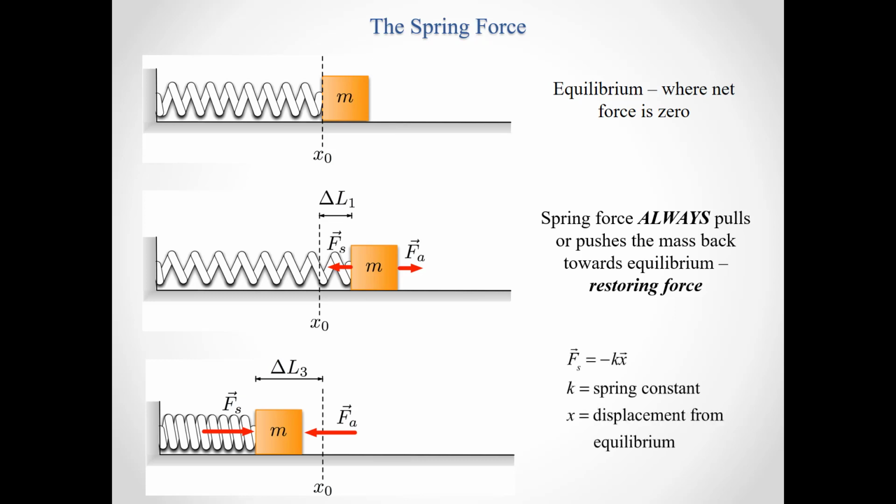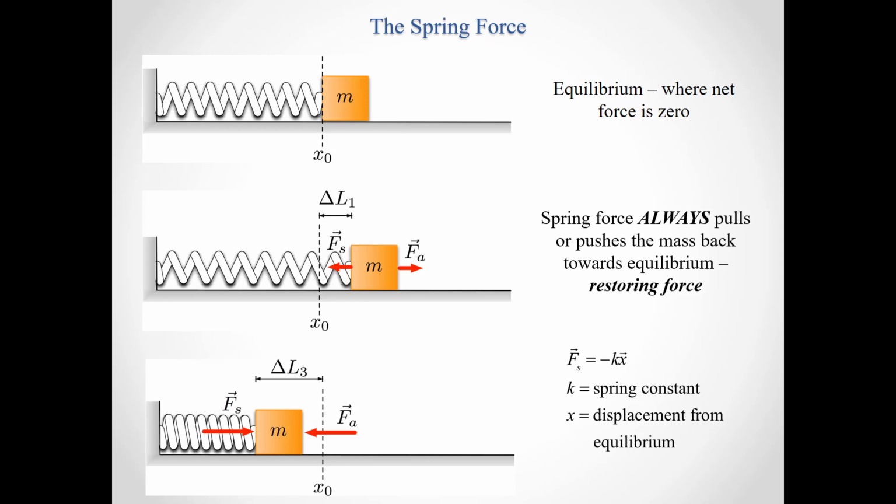Because the spring force is a restoring force, the vector equation for the spring force can be written as F sub s equals negative kx. K is still the spring constant, but the x in this equation is defined to be a displacement from equilibrium. Unlike delta L in the equation for the magnitude of the spring force, x is a vector and does care about the direction the spring is stretched or compressed. The minus sign in the equation tells us that the force exerted by the spring always points in the opposite direction as the mass's displacement from equilibrium.